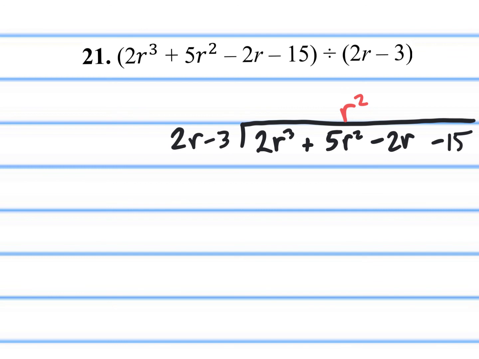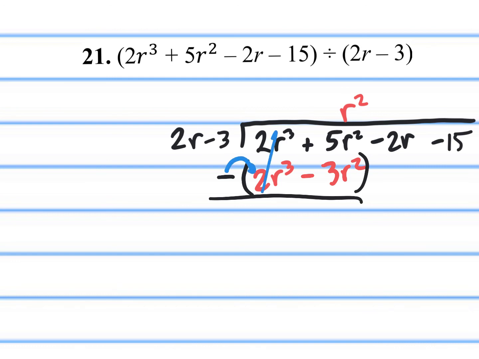It's like a distribution problem. R squared times 2r is 2r to the third. R squared times negative 3 is negative 3r squared. And of course we are subtracting. Let's put that subtraction in parentheses with the subtraction on the outside. Distribute the minus sign. That becomes a negative, which will cancel with that guy. Distribute it over here. That'll become positive. So you really have a positive 5 plus 3. That's a positive 8r squared. Bring down the minus 2r.